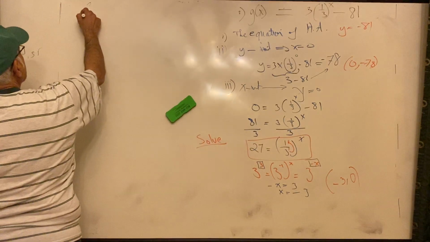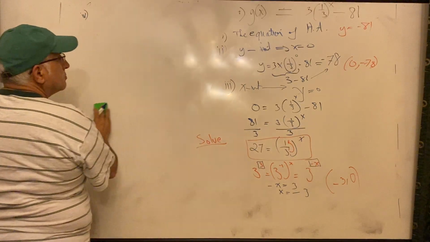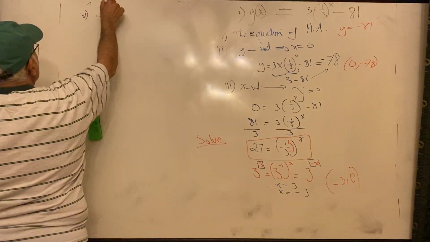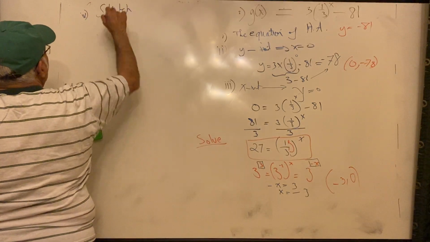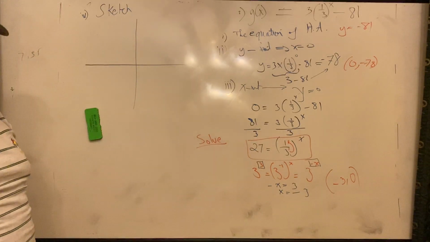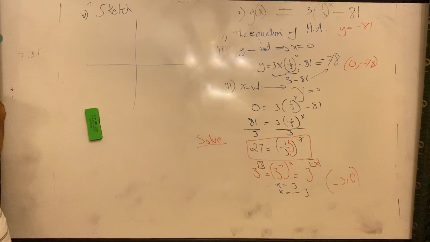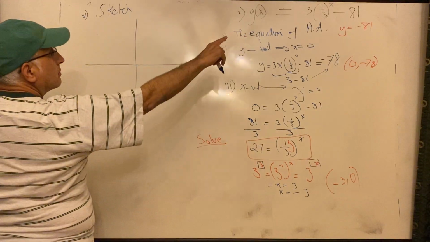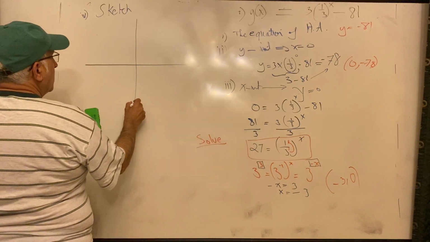Number 4. What am I looking for? Let's sketch it, because from the sketch you can get the range. Yes, you can do it otherwise, but let's talk about it better that way. So I'm looking for y equals negative 81. This is negative 81.